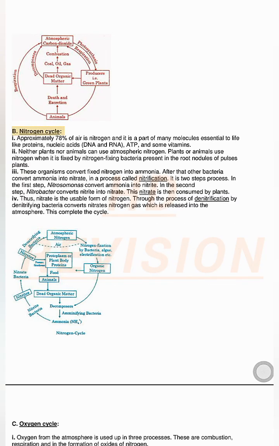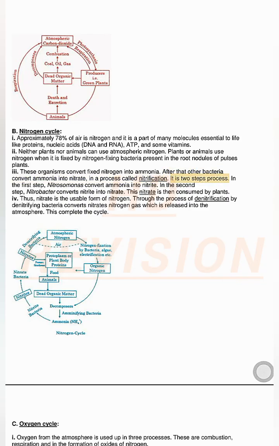B. Nitrogen cycle. I. Approximately 78% of air is nitrogen and it is a part of many molecules essential to life like proteins, nucleic acids DNA and RNA, ATP, and some vitamins. II. Neither plants nor animals can use atmospheric nitrogen. Plants or animals use nitrogen when it is fixed by nitrogen-fixing bacteria present in the root nodules of pulse plants. III. These organisms convert fixed nitrogen into ammonia. After that, other bacteria convert ammonia into nitrate, in a process called nitrification.